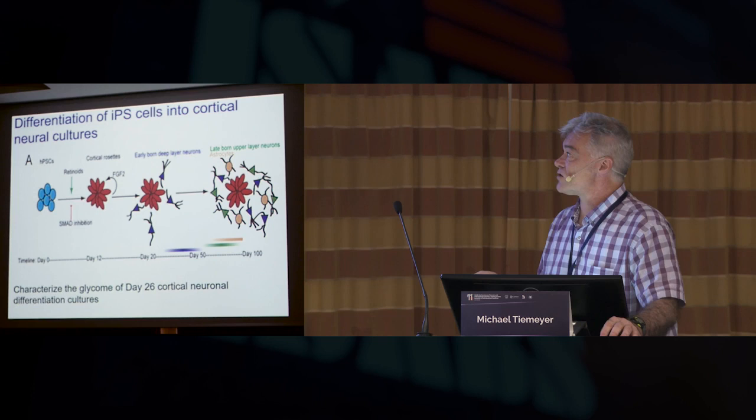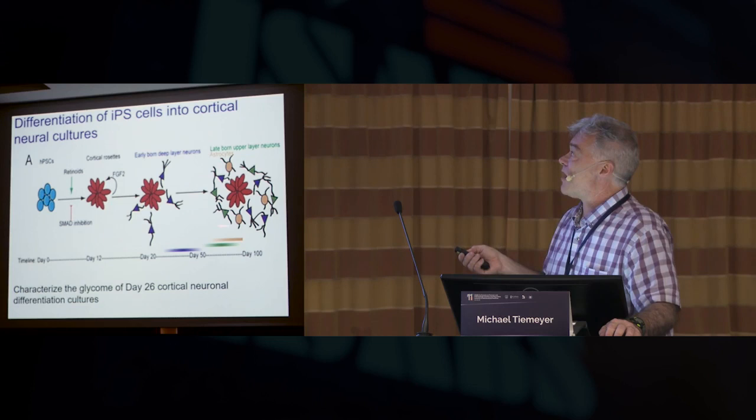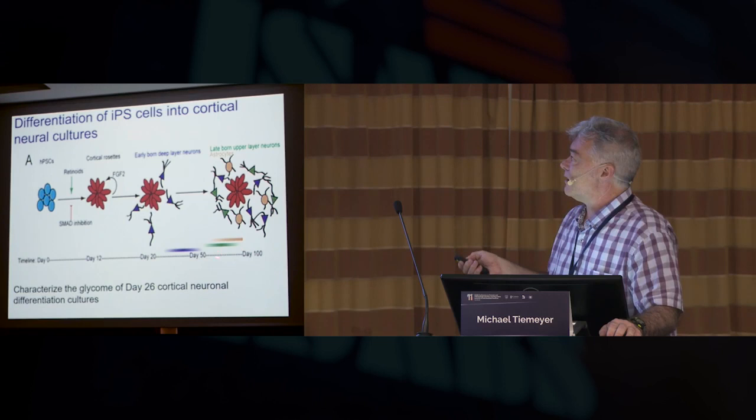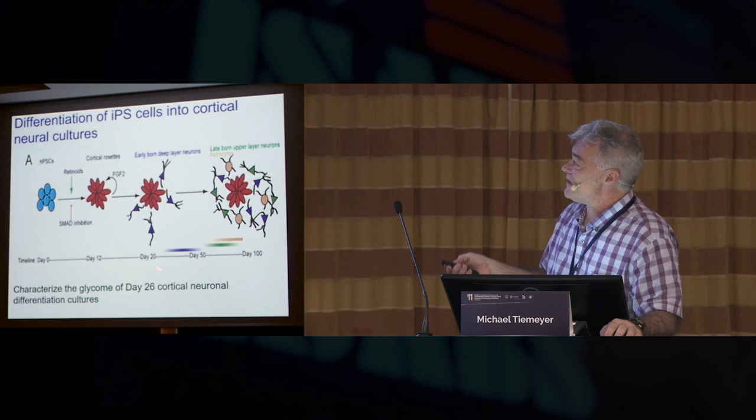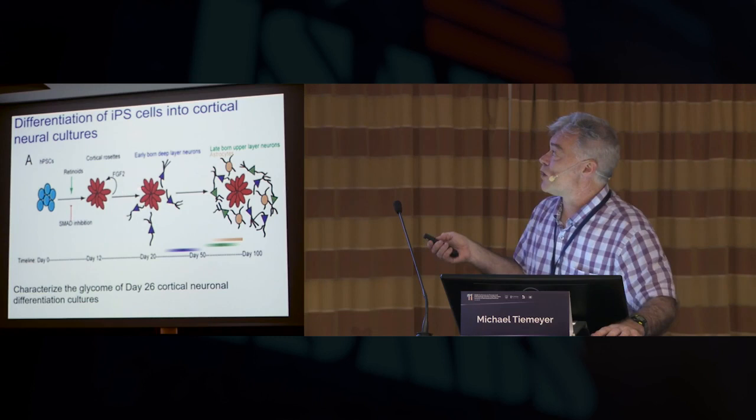So we asked the first question: what happens if we take these iPS cells and drive them towards neurons on a differentiation protocol that takes about 100 days to get to fully differentiated neurons, but we weren't that patient. We went to day 26, where we knew we would begin to get cortical neuron differentiation from these rosettes of precursor cells that the iPS cells differentiate into.